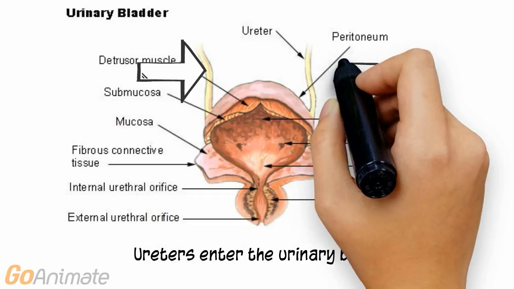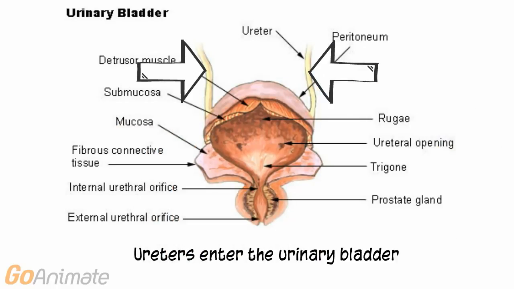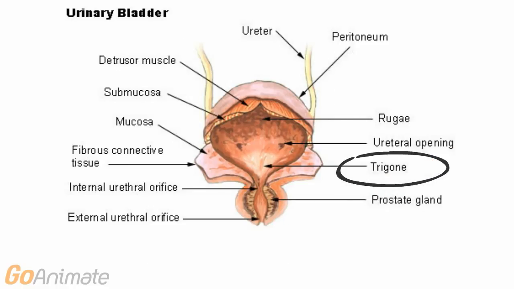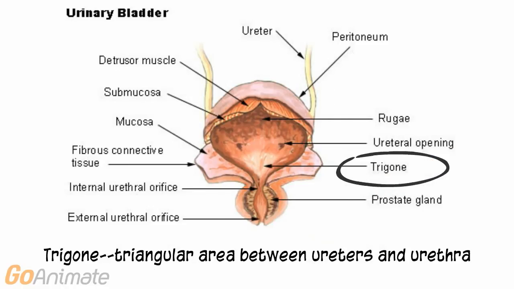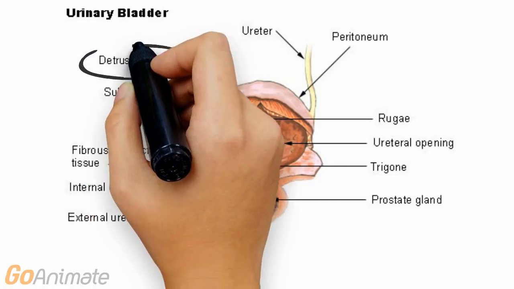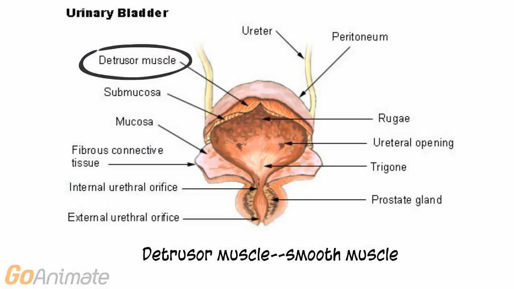The ureters carry urine to the urinary bladder. The area between the ureter connections to the bladder and the urethra is called the trigone area. An area of smooth muscle called the detrusor muscle surrounds the bladder.